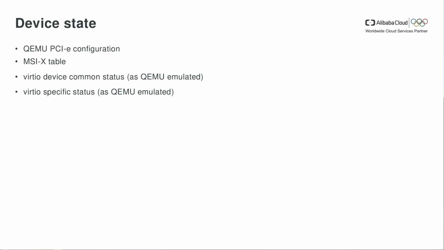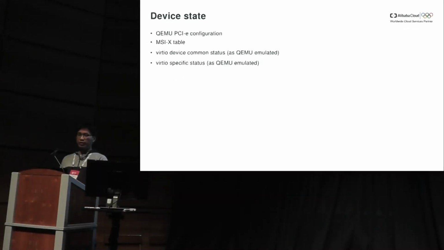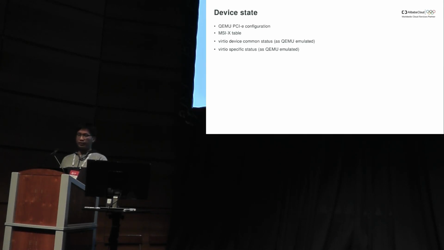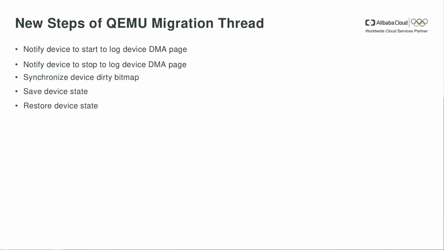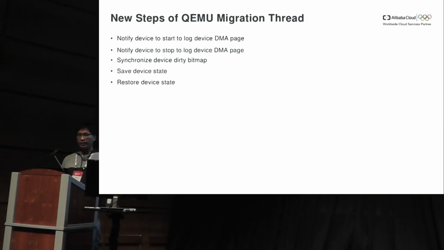During live migrations, the device states include the PCIe configurations, the MSI-X table, the device common states, and the device specific states. For details, you can refer to the QEMU emulated code. It's quite similar to the hardware one. Then I will introduce the QEMU migration thread.